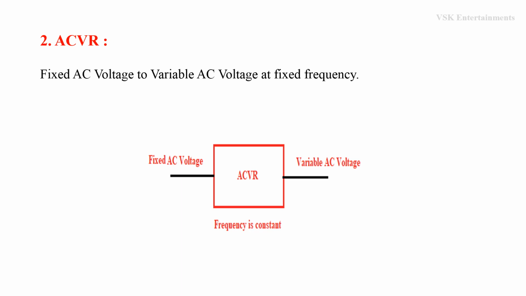Coming to the second type of converter, that is the AC voltage regulator. An AC voltage regulator is a circuit which converts fixed AC voltage to variable AC voltage at fixed frequency. That is, the frequency at the input and the frequency at the output is constant. Means we are maintaining the frequency the same, but we are converting fixed AC voltage to variable AC voltage. That is the concept of the AC voltage regulator.